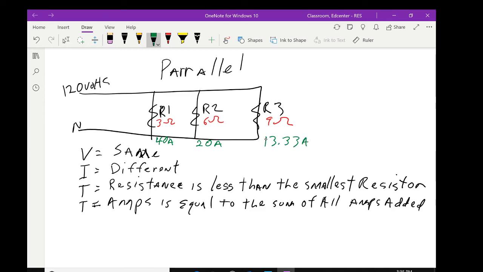So my total amps, here again I'm going to write resistance total we're going to find, and amps total. I can find my amps total pretty easy. So I have 40 plus 20 plus 13.3, so 73.33. So now I could take 120 divided by 73.33 equals 1.636.